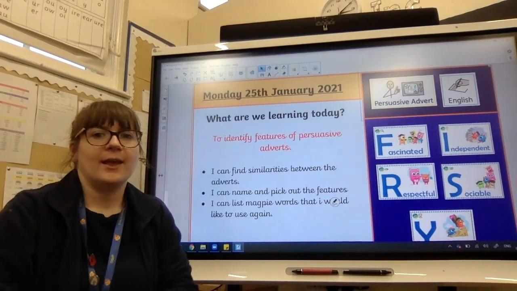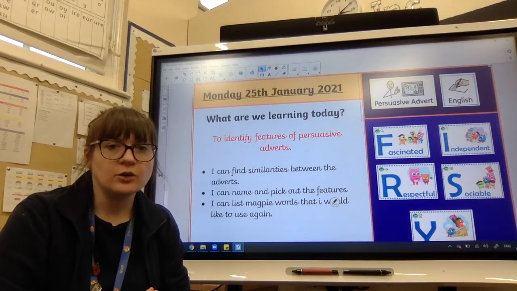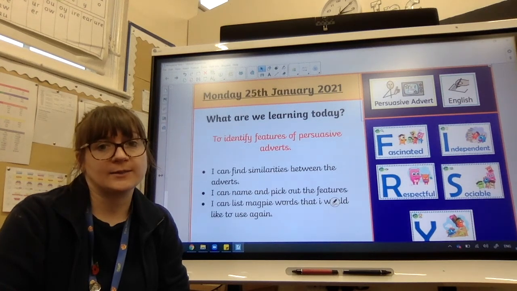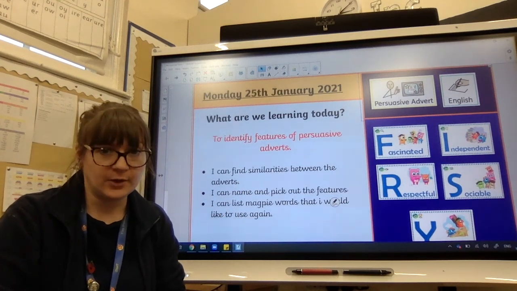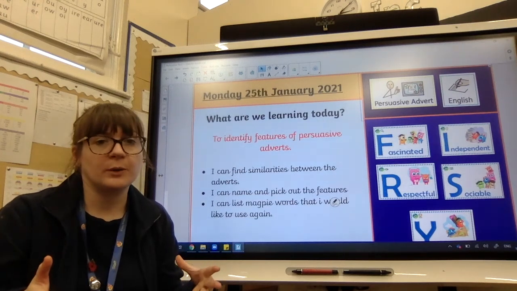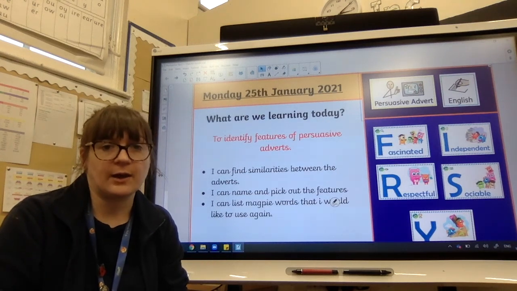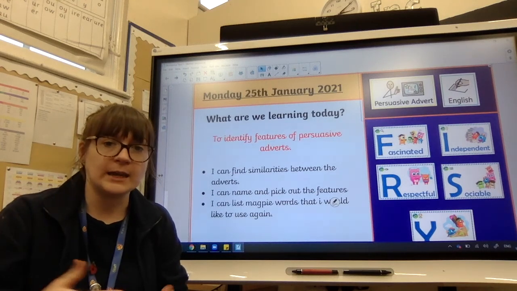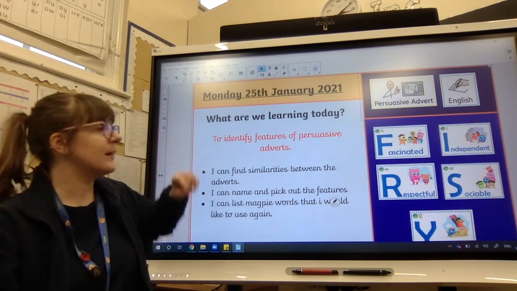Good morning. So this morning we are starting our new English text, which is going to be a persuasive advert. The first thing we need to do is look at lots of persuasive adverts and see if we can identify the features, the things that are the same in all of them. So that's what we are doing today.